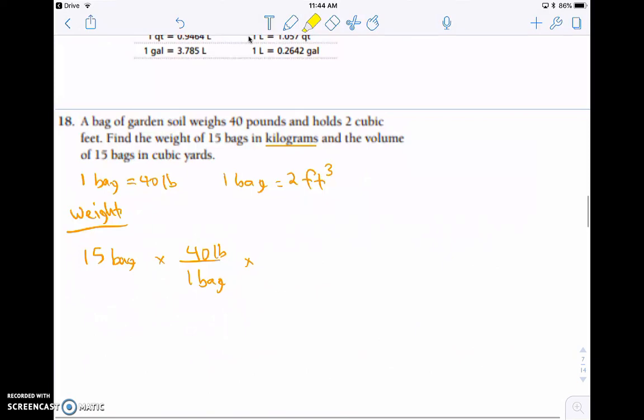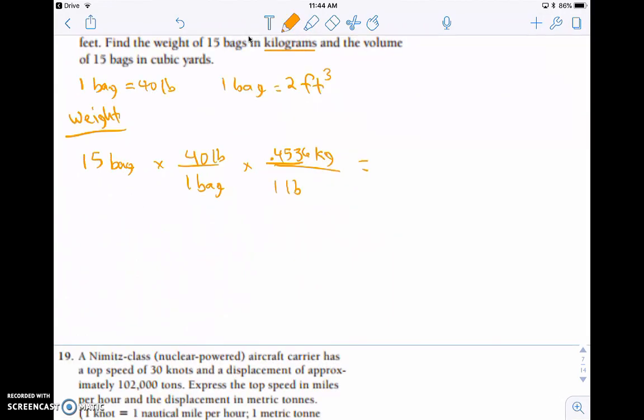Okay, and now you're going to multiply out the top and you're going to multiply out the bottom. And we're going to get 272 kilograms. I apologize for the little jump there in the video. So the 15-bag load is going to weigh 272 kilograms. So there's our conversion there. Again, that's just multiplying the fractions across.